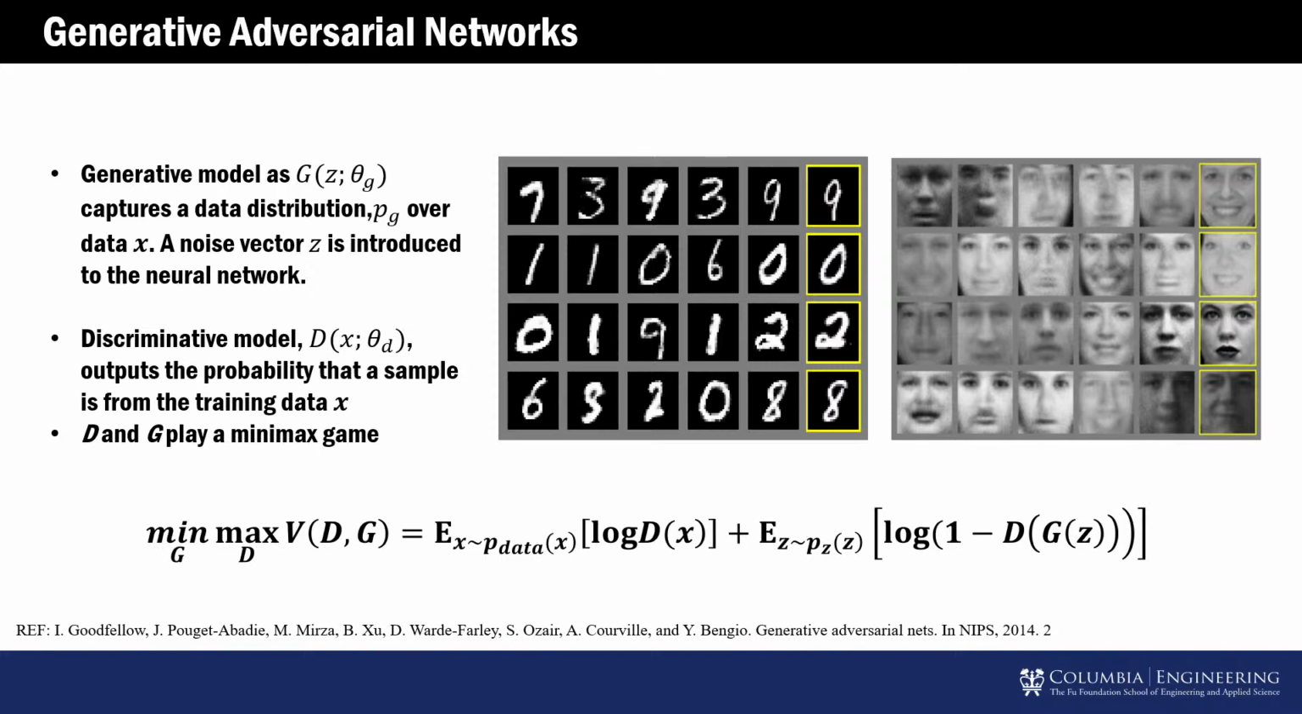Now, from the equation you see on here, this is the value function that describes the minimax game. D is trained to maximize the probability of assigning the correct labels to the samples from G and training data x, while concurrently training G to minimize log(1 - D(G(z))).